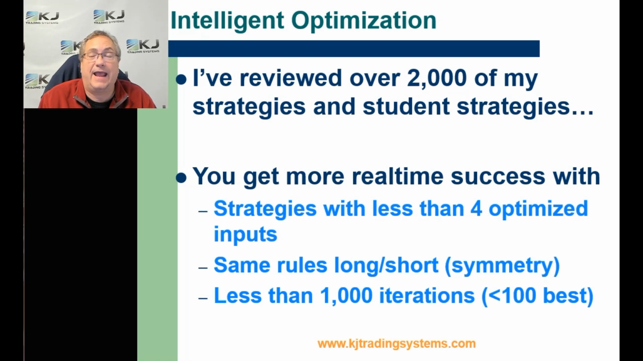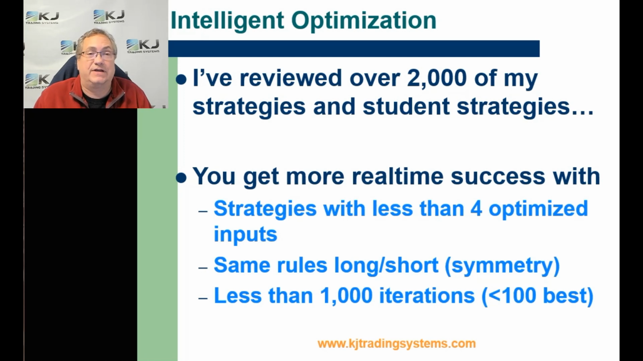The first one is using 4 or less optimized inputs. Don't have 50 inputs for your strategy, because if you optimize those, you're going to get a great looking back test, but it's not going to work going forward. So 4 or less. I really like 2 or 3, but you can go 4. Above that, you start to run into curve fitting.